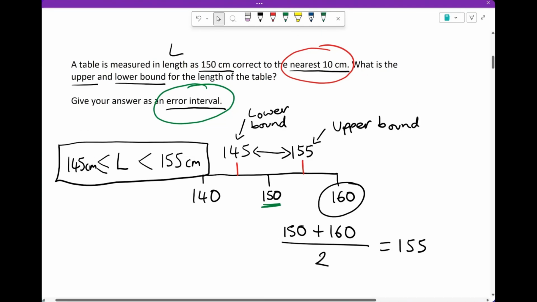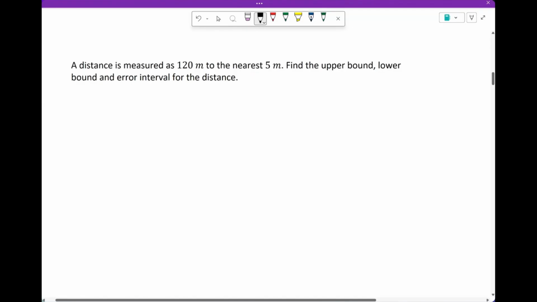Let's have a look at another question. So here's our next question here. It says a distance is measured as 120 meters to the nearest 5 meters. So that's my degree of accuracy there.